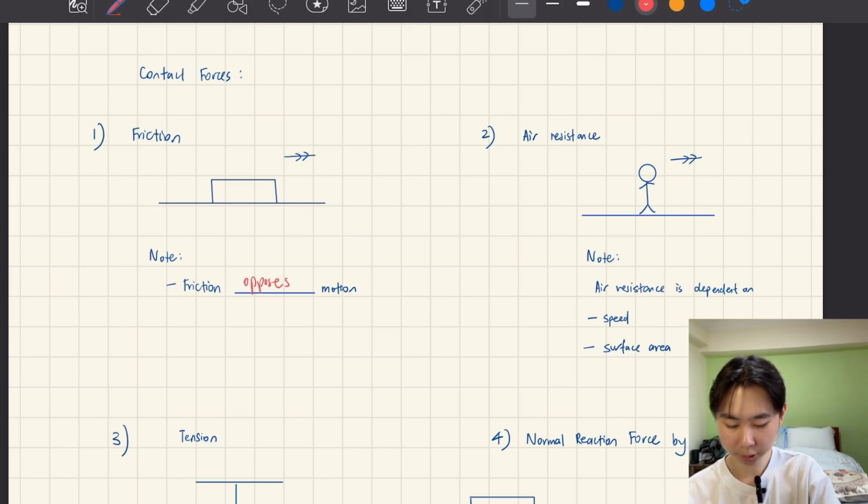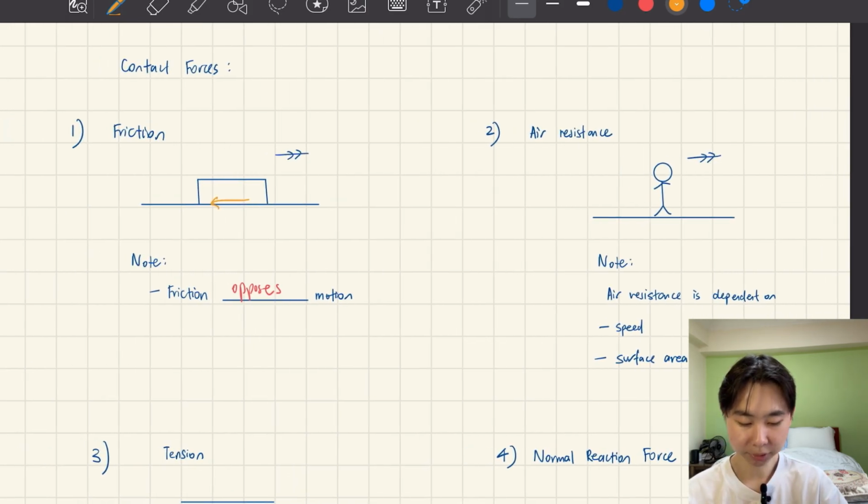So let's say I got this object that is moving towards the right-hand side. My friction is exerted on the ground and it will be towards the left because it is going towards the right. So it's opposite to the direction of motion. Direction of motion means the direction of travel for this object. Second one is air resistance.